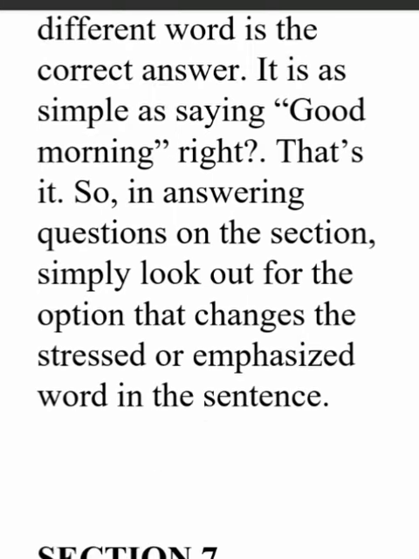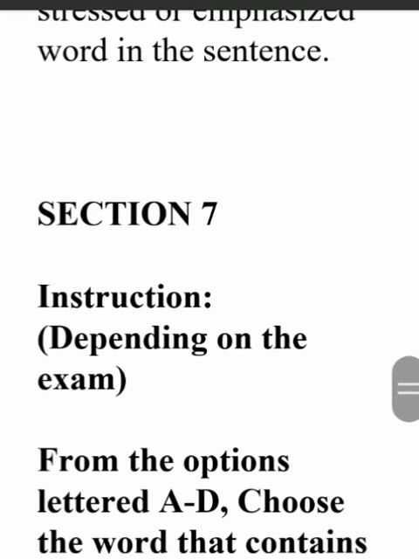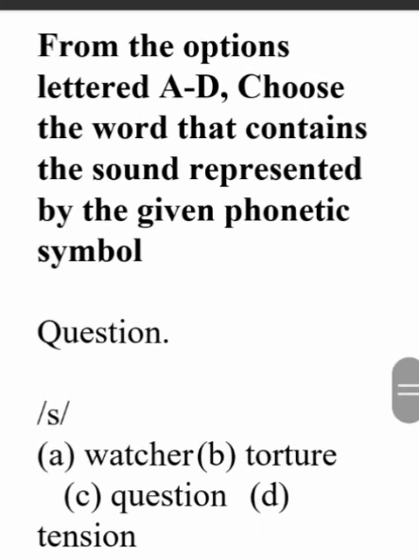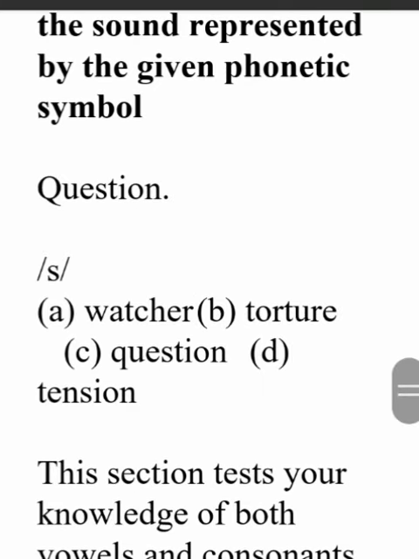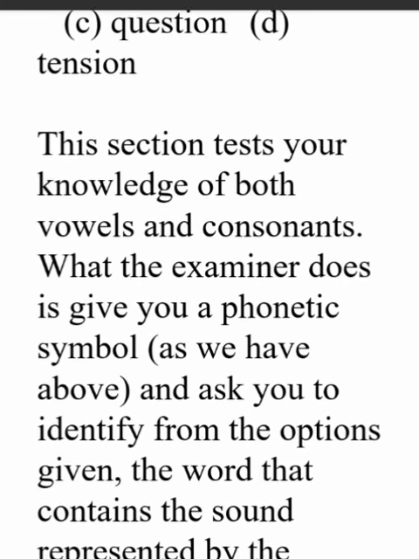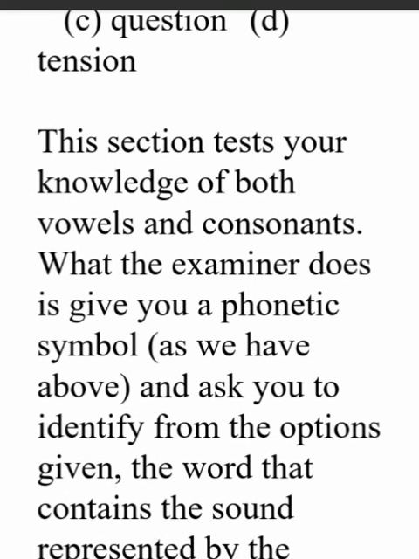Section 7. Instruction, depending on the exam. From the options lettered A to D, choose the word that contains the sound represented by the given phonetic symbol. Question. A. Watcher. B. Torture. C. Question. D. Tension. This section tests your knowledge of both vowels and consonants. What the examiner does is give you a phonetic symbol, as we have above, and ask you to identify from the options given, the word that contains the sound represented by the symbol.